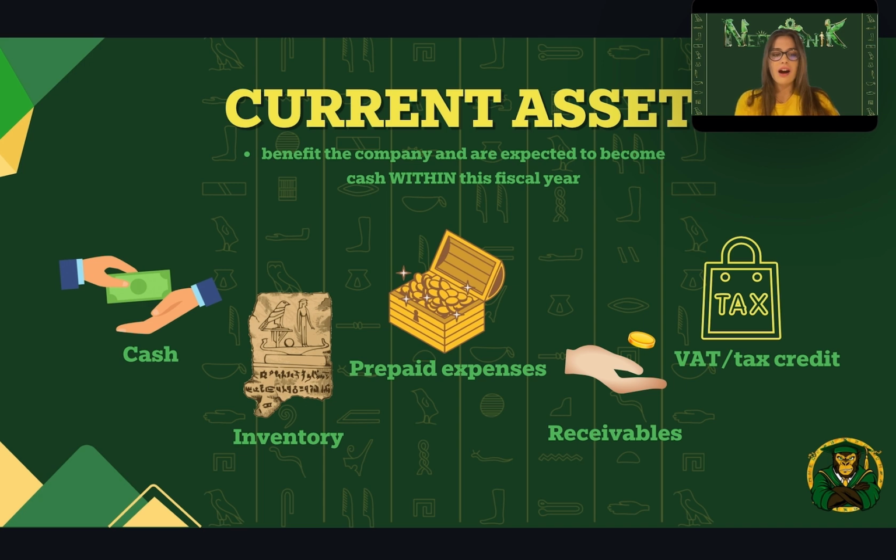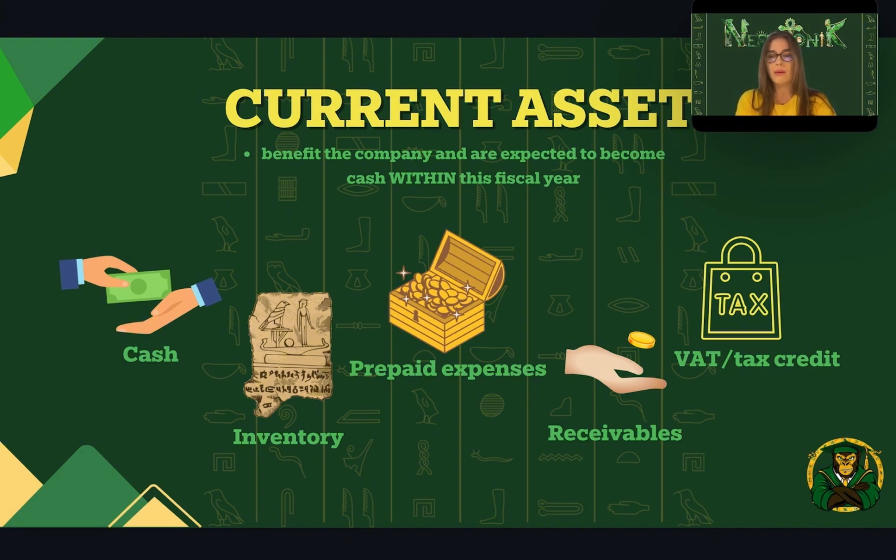Current assets are assets that will become cash within this fiscal year. It includes, obviously, cash, and inventory, for example, raw materials or finished goods that are expected to sell for money within this year. Prepaid expenses, which is something that the company would have owed in the future but has already paid. So they are assets because later when they owe the money, they already paid it.